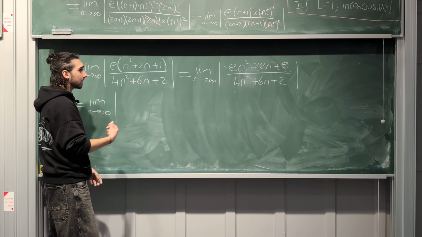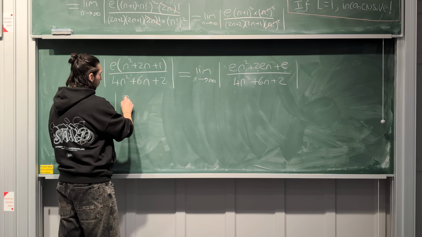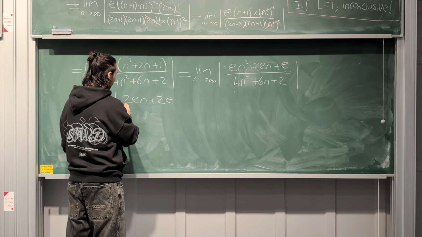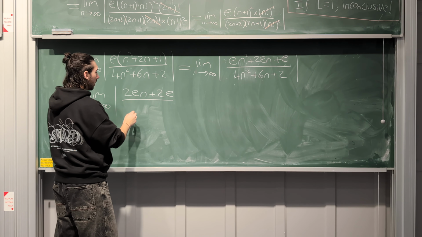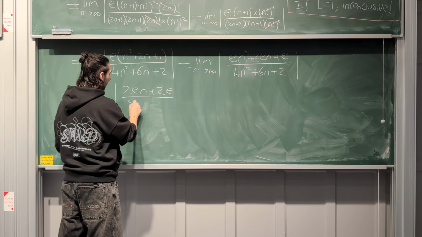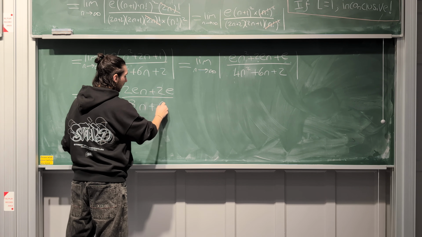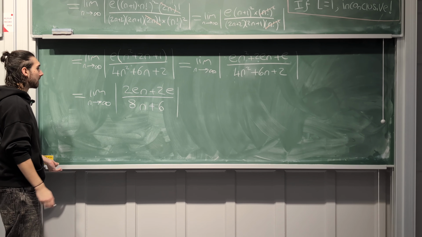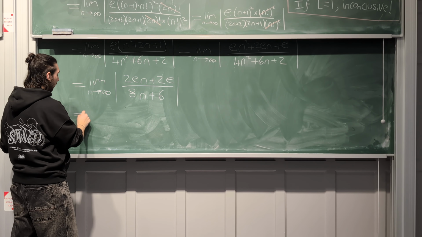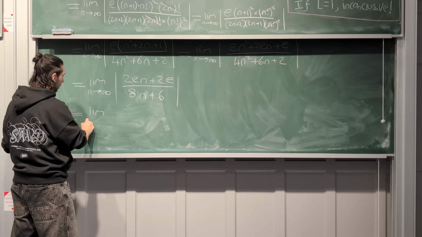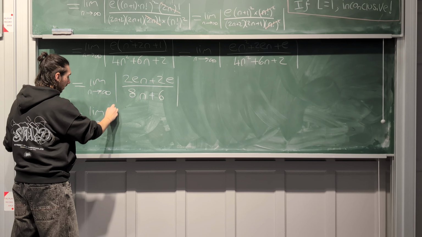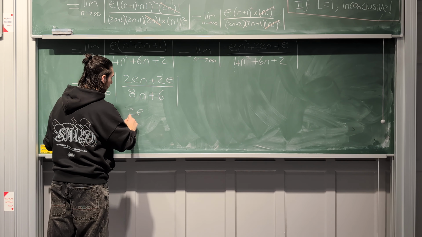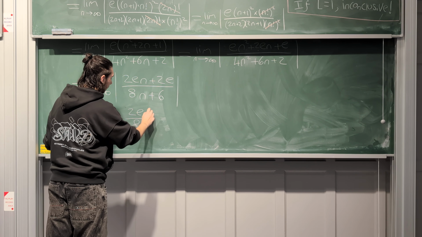It's pretty cool. So let's differentiate the numerator. We would get 2en plus 2e. And let's differentiate the denominator. We would have 8n plus 6. This is still infinity divided by infinity. So we differentiate the numerator and denominator again, use L'Hopital's rule a second time, and that would give us 2e over 8.